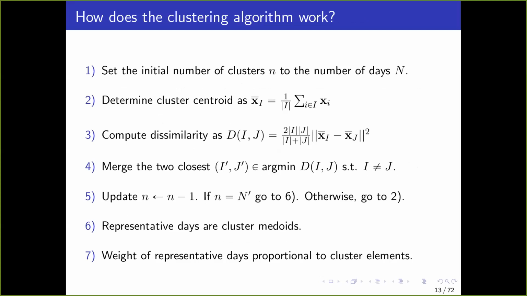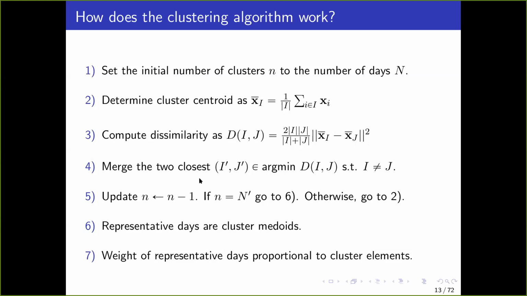So let's say we have 2 weeks, so we have 14 days, and then you have to reduce that to only 2 days. So we are going to apply a hierarchical clustering technique. You will start with 14 clusters, so each day is 1 cluster. Then we determine the cluster centroid, so since we only have 1 element, that's just the element we have. We compute the similarity between different clusters. You can do that in different ways. Here we use the Ward distance. And then you merge the 2 closest days.